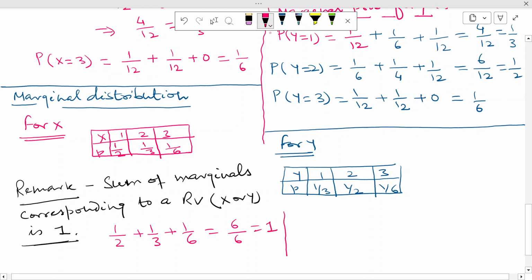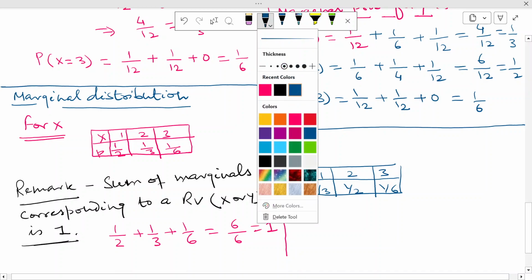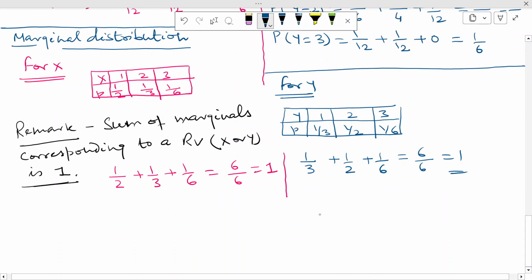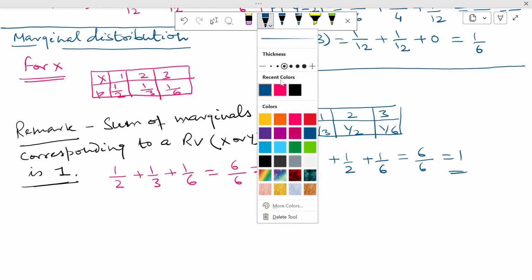On the same line you can check the same situation for the second random variable y. Again you can see that the values are the same, so this again comes out as 6 over 6, which is 1. So this is how we can obtain the marginals, and we can check that we have obtained the correct values of the marginals. By adding all the values, the sum should be 1.